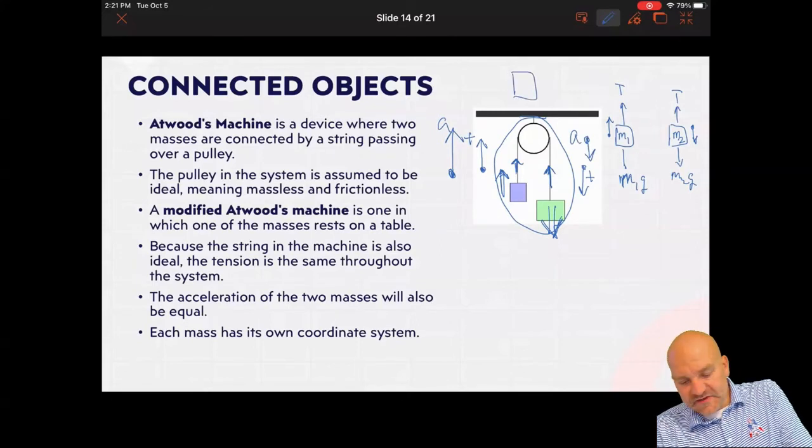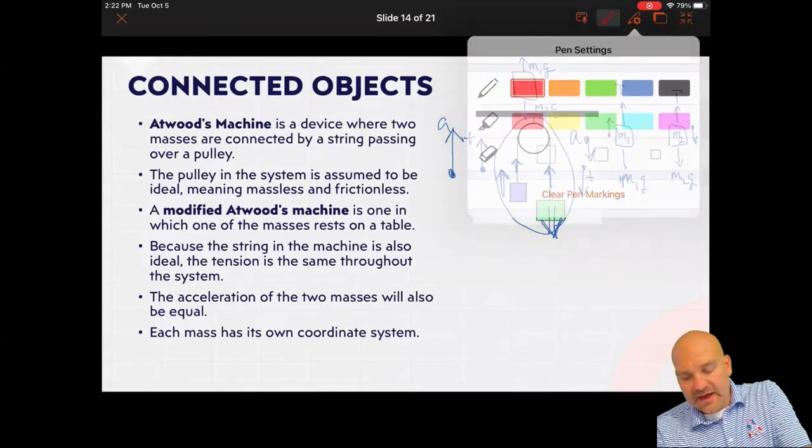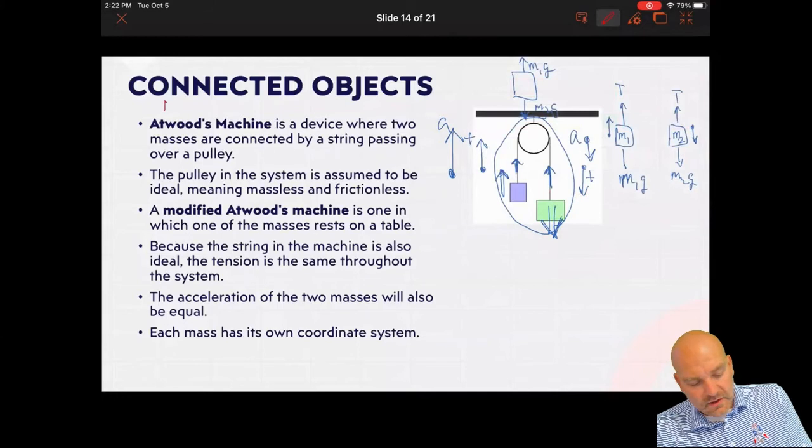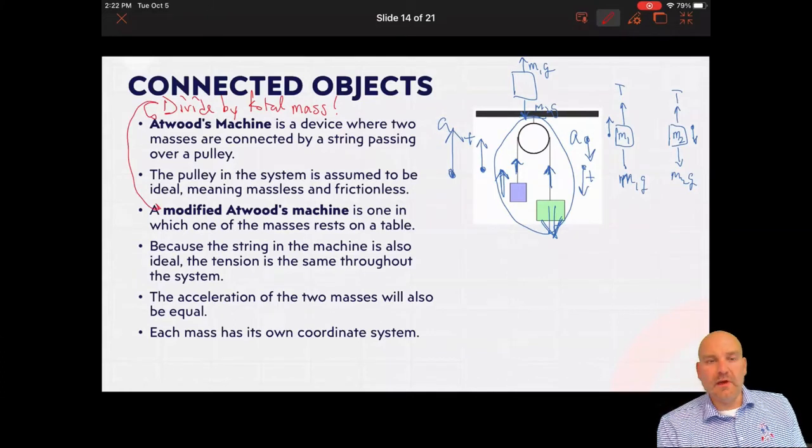Now, if I want to choose this as a single system, the two things that are going to be pulling it are M2G pulling it down and M1G pulling it up. And that will make my substitution easy. And a red flag, I'll do this in red: you will divide by total mass in every Atwood machine problem, whether it be modified or a regular Atwood machine.